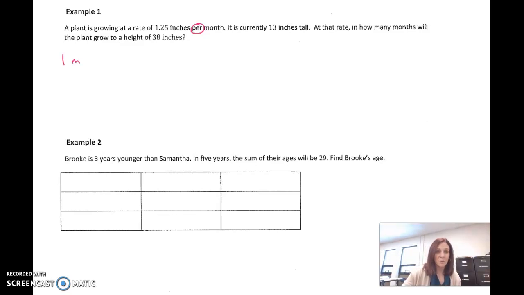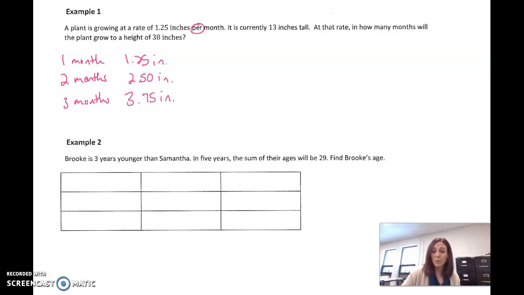If we did 1 month, it would grow 1.25 inches. If I did 2 months, we'd go 2 times 1.25, which would be 2.5 inches, right? If we did 3 months, we'd go 3 times 1.25, and we get 3.75. And we are adding 1.25 each time, but that idea of multiplying is important.